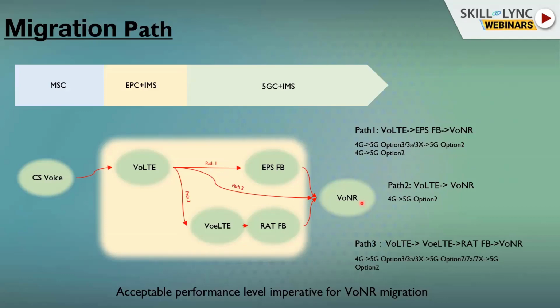You need to just remember, whenever you're moving during this transition, you need to maintain an acceptable performance level. So it is very much imperative. It is required. You cannot just make the subscribers think that the voice quality is getting degraded. So that's why all these things are needed. This is the path. Let's quickly see how the coverage is being compared from legacy VoLTE to VoNR.